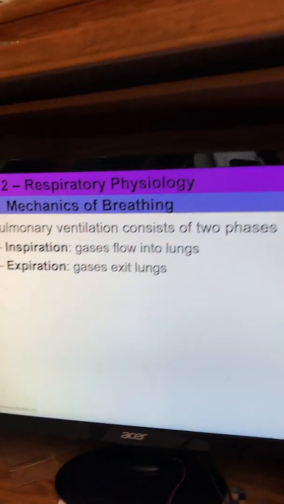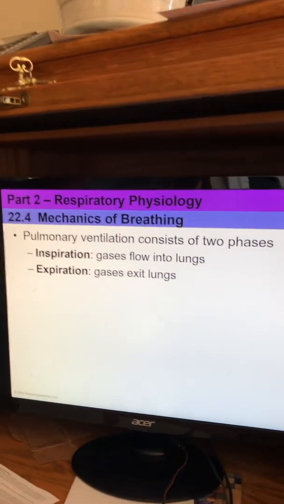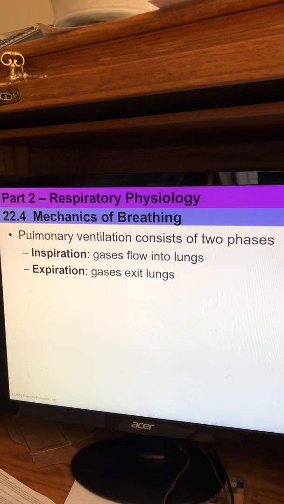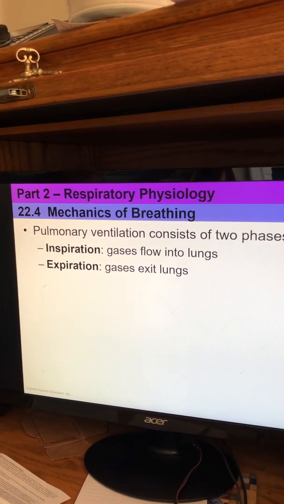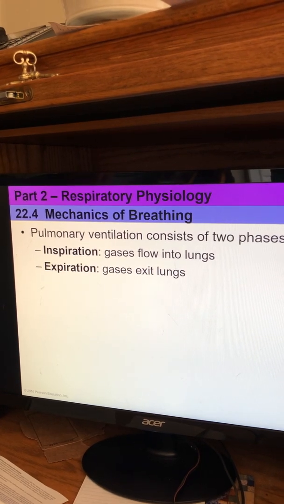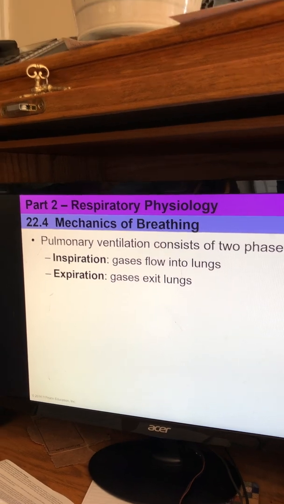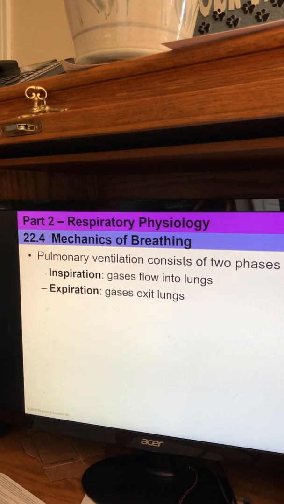Okay, this is going to be the mechanics of breathing, something you do every day. You breathe in and breathe out, and all you have to do is repeat that. So if you look over here, it says inspiration or inhalation, they mean exactly the same thing, is when gases flow into the lungs. Expiration is when gases flow out of the lungs. So the gases that they're talking about are oxygen and nitrogen and everything else that makes up the air that you breathe.